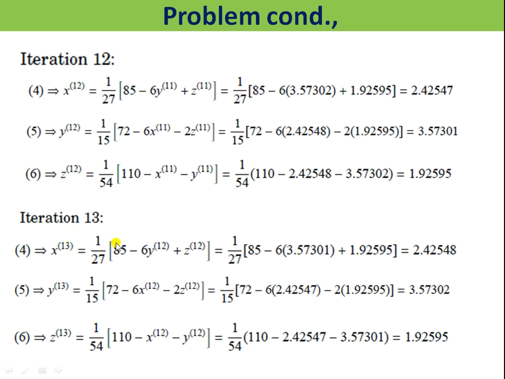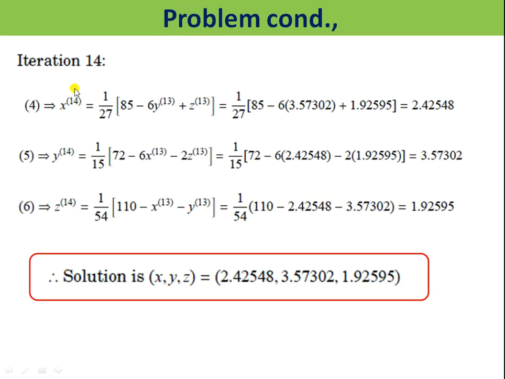So in the 13th iteration, what will come? For getting the x power 13 value, I have to replace y power 12 and z power 12 values in equation number 4, which gives 2.42548. Similarly, for getting the y power 13 value, we replace x power 12 and z power 12 in equation number 5, and will get 3.57302. And for getting the z power 13 value, I have to replace x power 12 and y power 12 in equation number 6. We will get 1.92595.